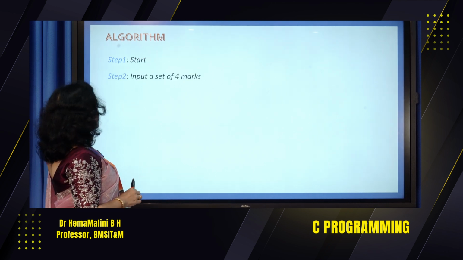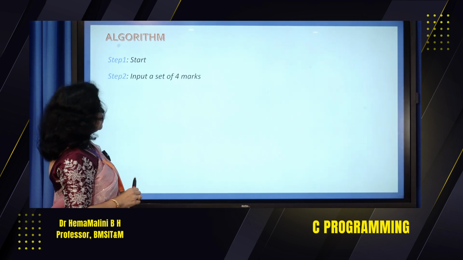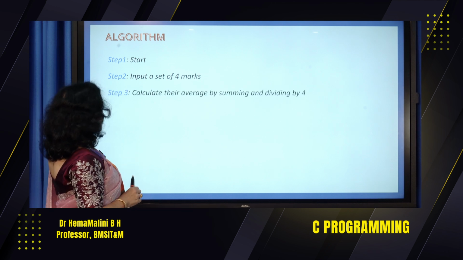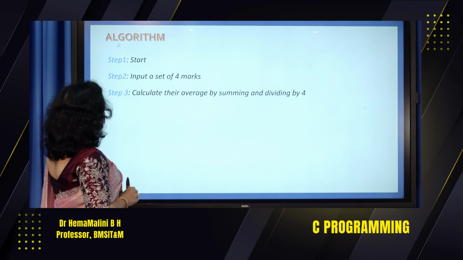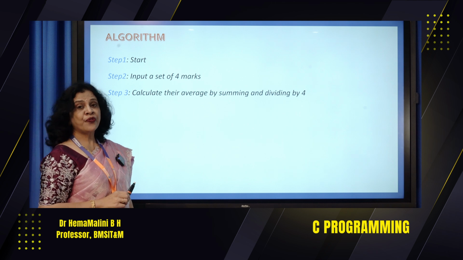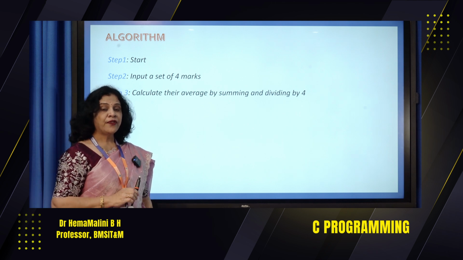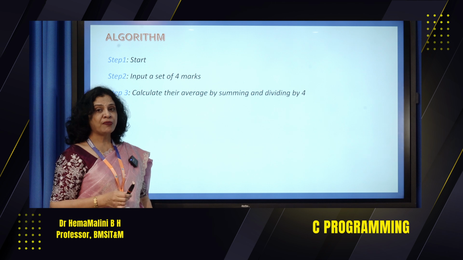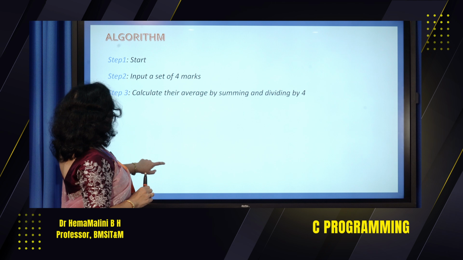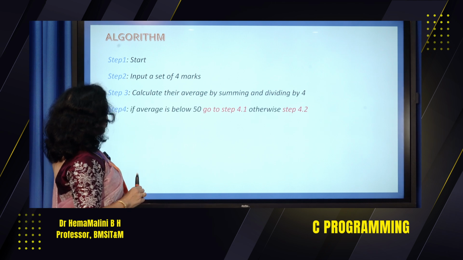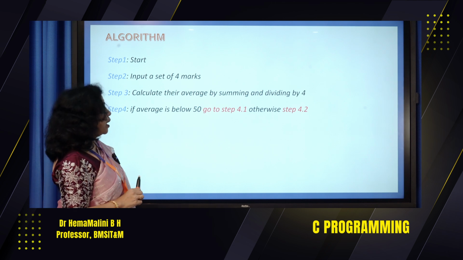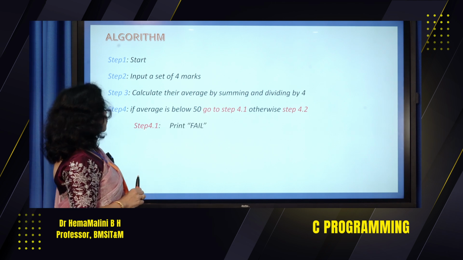Step 1, start. Step 2, input a set of 4 marks. So, there are 4 variables. Then calculate their average by summing them and dividing by 4. So, we have inputted 4 marks. We are going to sum or add all the 4 marks and divide the total by 4. That gives the average. Step 4 is, if average is below 50, go to step 4.1. Otherwise, go to step 4.2.